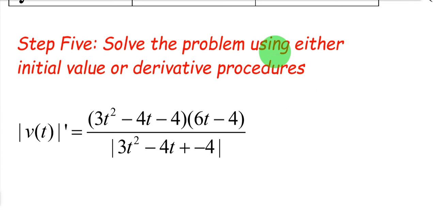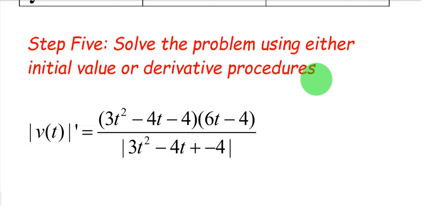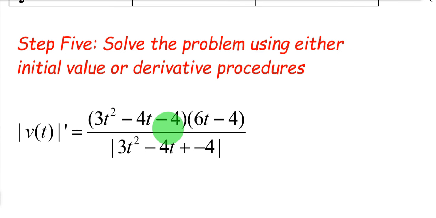It's kind of like an acceleration vector. Okay, so step 5, solve the problem using either initial value or derivative procedures. We did this in a previous section. We found the velocity, we found the absolute value, and then we took the derivative of speed, and we got this back. So this is the speed function. If you take the derivative of that, it's just the original velocity divided by the speed, and then you multiply by the derivative, which is 6t minus 4. Obviously, that's acceleration. You can see why this is called the acceleration vector, because if you divide this by this, it's either going to be positive or negative, right? That's it. You're basically taking acceleration and making it positive or negative depending on the t value.